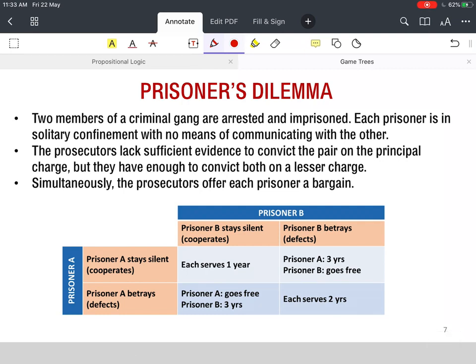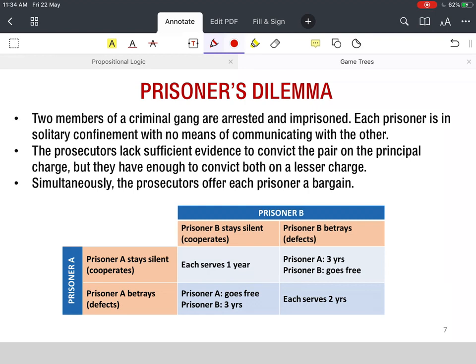In order to address game playing, we take up a very classical problem, and this classical problem is known as the prisoner's dilemma. The problem statement is as follows. Two members of a criminal gang are arrested and imprisoned. Each prisoner is in a different confinement and they have no chance of communicating with each other. So which means that two people have been caught, they have been put into two different cells, they cannot talk to each other.